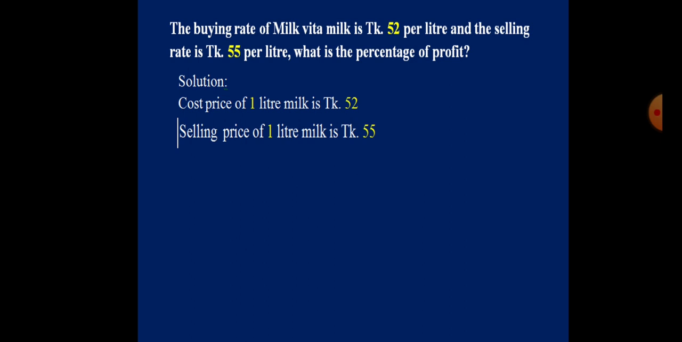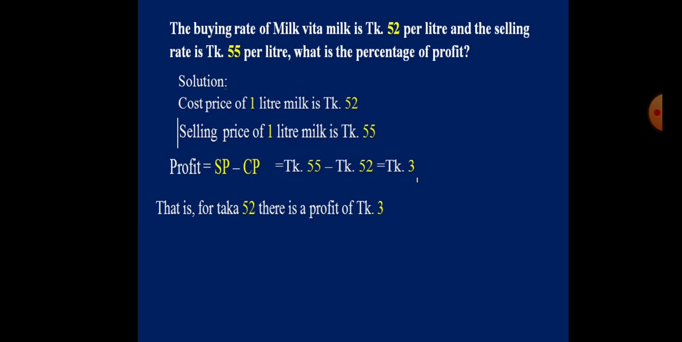That means we are in profit, and when this happens, the profit is selling price minus the cost price. Now in this case, the profit is taka 55 minus taka 52 equals taka 3. You all know from our previous lecture that the profit is selling price minus cost price. I have discussed this in the previous lecture.